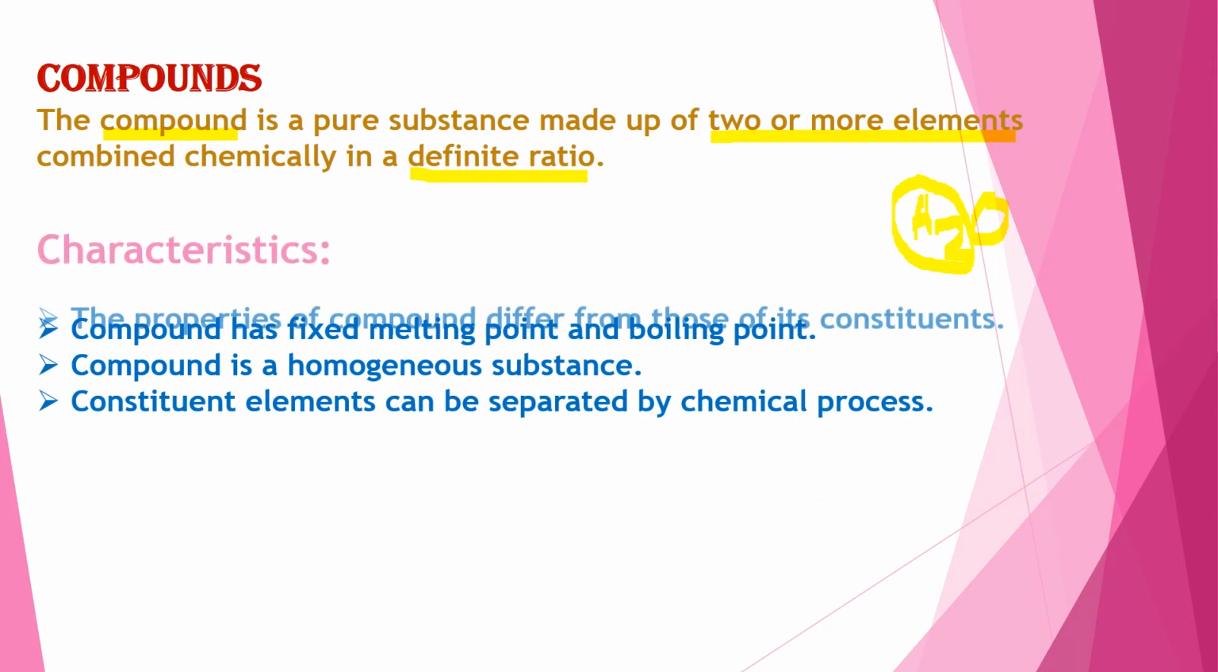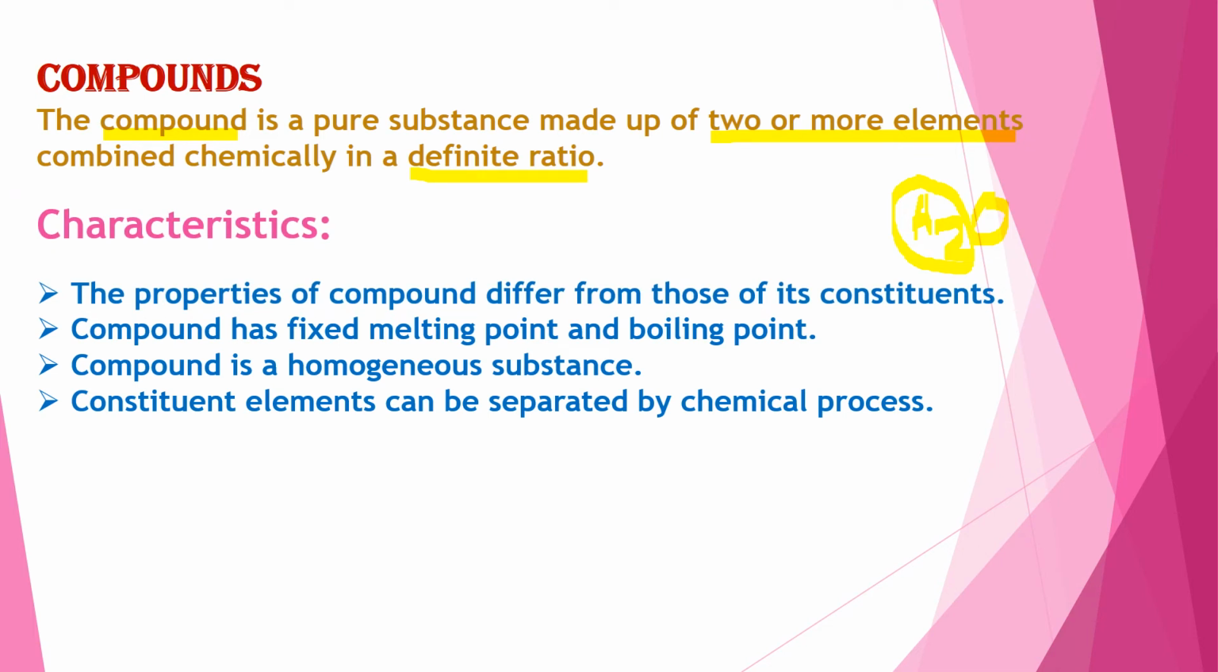Now what are the characteristics? The properties of a compound differ from those of its constituents. Suppose I take water, its properties will be different from hydrogen and oxygen because these two are combined. Now the properties will be combined properties. Compounds have a fixed melting and boiling point. They will melt at a particular point and boil at a particular point. A compound is a homogeneous substance, that means it has a uniform composition. Constituent elements can be separated by chemical process only.